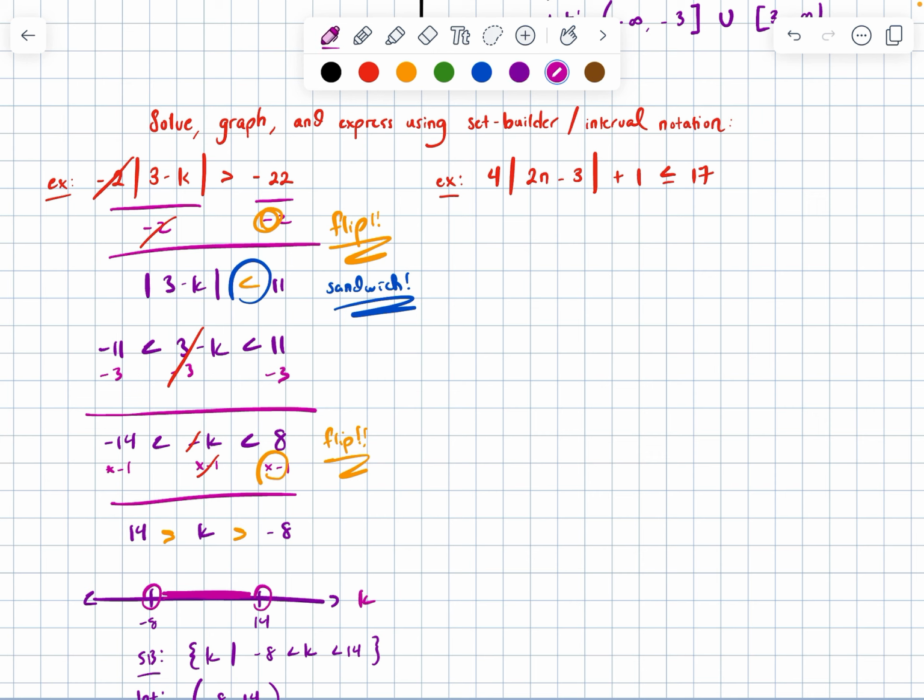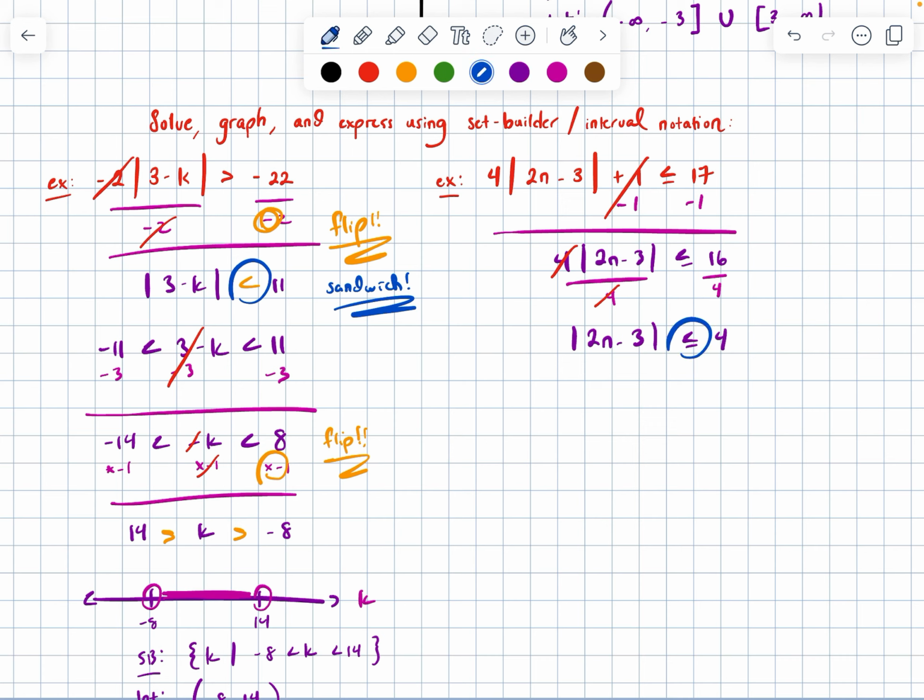Alrighty, let's do it. And I don't feel bad because the next video is going to be super short. So I want to get absolute value by itself. Let's start by subtracting 1 from both sides. That leaves me with 4 times the absolute value of 2n minus 3 is going to be less than or equal to 16. Divide both sides by 4 to get our absolute value alone. That leaves me with the absolute value of 2n minus 3 is less than or equal to 4.